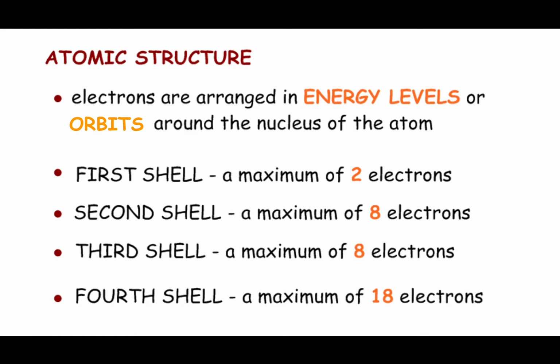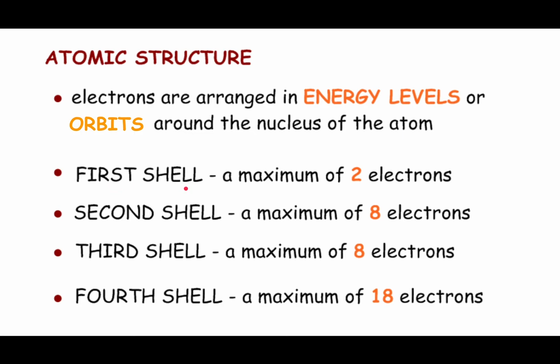So the big thing about atomic structure, electrons are arranged in energy levels, or another name for energy levels is orbits or orbitals, around the nucleus of the atom. The nucleus of the atom is where our protons and neutrons are found. Outside of that nucleus is where we're going to find the electrons. The electrons are broken up into different levels, and those levels we call shells.